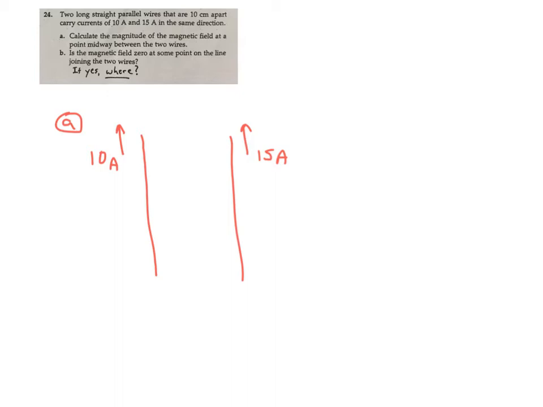They're 10 centimeters apart. We're not asking for the force that they're exerting on each other, because they will exert a force on each other that will cause them to attract. They're not asking for that here. They're asking for the magnitude of the net magnetic field at a point midway between the two wires. So they're asking about, say, this location right here, which is 5 centimeters from each wire, because the wires are 10 centimeters apart. Let me label that 10 centimeters.